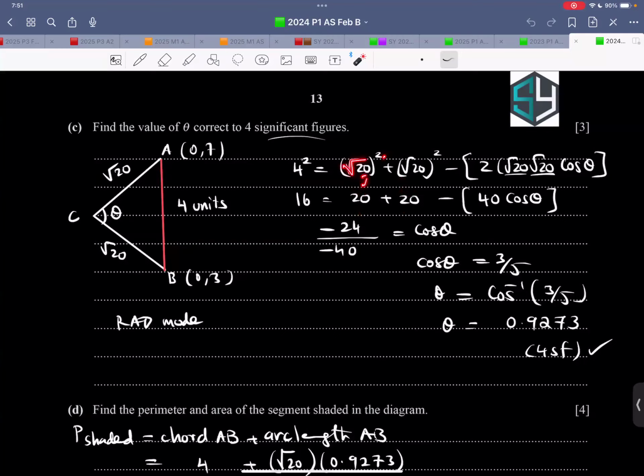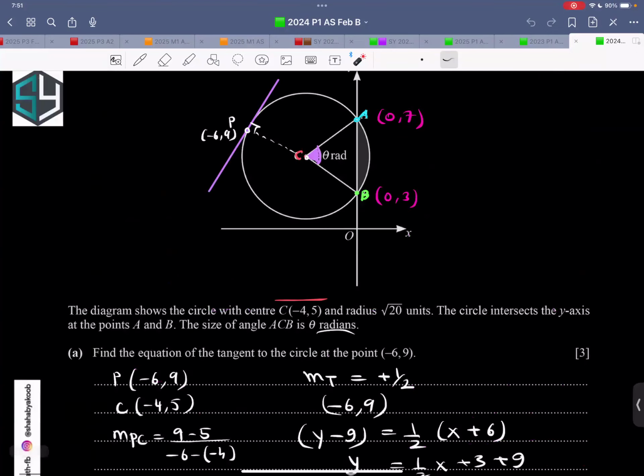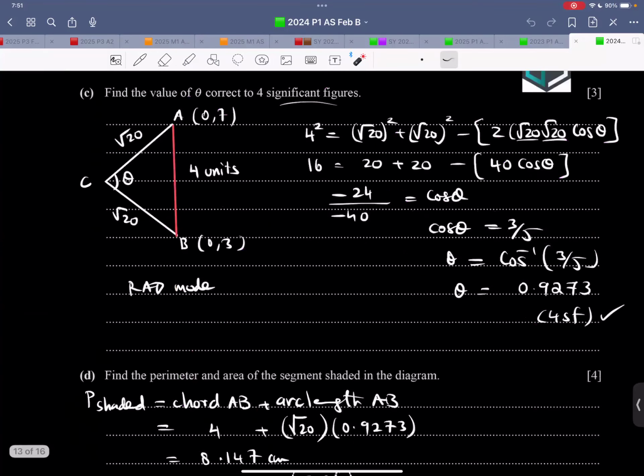Square root of 20 squared is 20. Now when you reach this stage and you have to calculate the angle, that is where decimals will come in. Got the idea? Make sure it's in radian mode because it is about circular measure. And does it say theta in radians? Yes, it also says in the beginning, theta has to be in radians.